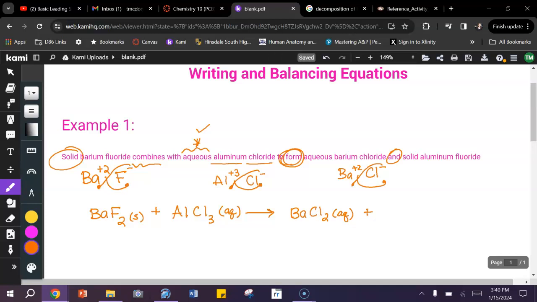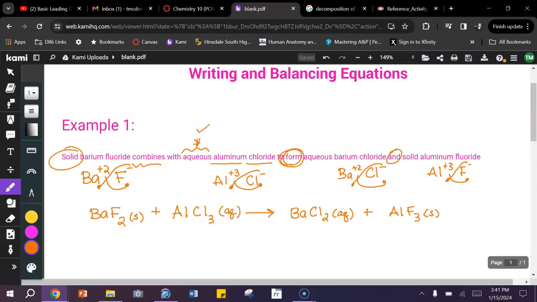We're going to also form solid aluminum fluoride. So once again, aluminum is Al, and that has a +3 charge. Fluoride is F, it has a -1 charge. And when we perform our crisscross method, we get the formula of AlF3, and we said this was a solid, so we're going to draw a little S like so. So there, we just did our skeleton equation.